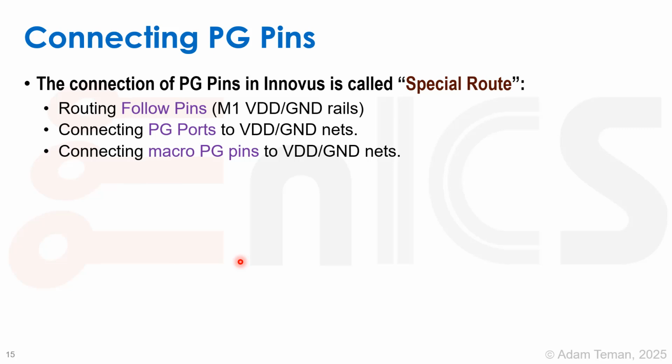Next, we are going to connect the PG pins. The connection of the PG pins is called special route in Innovus, or SRoute. So what does it do? It routes follow pins. Follow pins are the M1 VDD or ground rails. It's not always going to be M1 in every technology, but usually that's what we look at. These are the rails that are inside the standard cells. They're called follow pins. It's going to connect the PG ports to the VDD and ground rails. It's going to connect macro PG pins to VDD and ground nets. So it does a lot of things, this special route command, and it's a very powerful command that you're going to have to use and run.